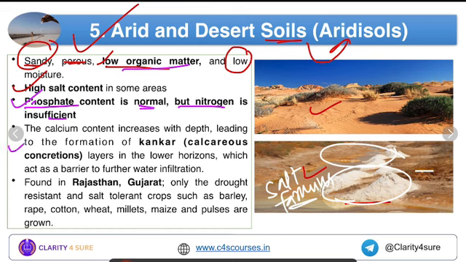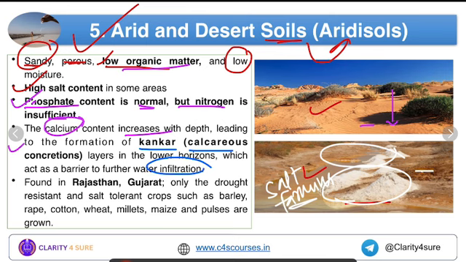Next, as you go down in the soils, as there is an increase in depth, the calcium content in these soils is more, which leads to the presence of cankers, canker formation. The calcareous concretions are more as we go down in the soils, which further hinders infiltration.